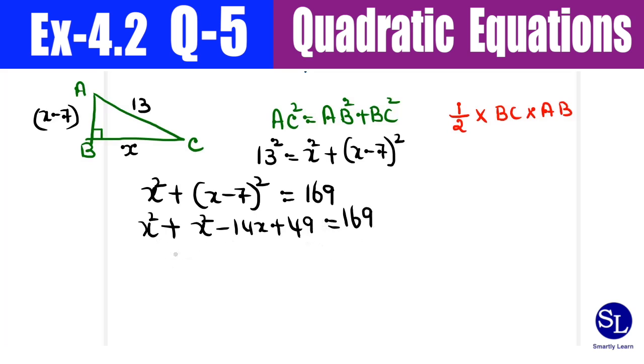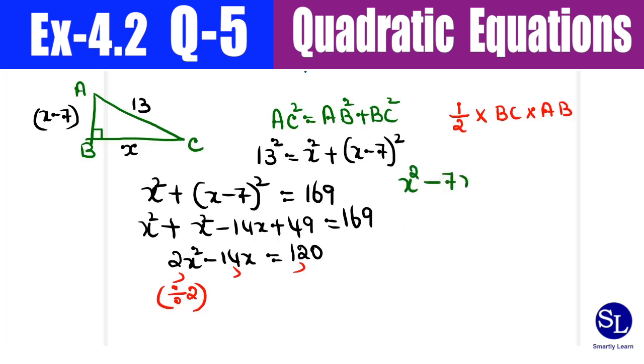So let us rearrange this. So 2x squared minus 14x. I'm taking this 49 to the other side. So 169 minus 49 is 120. Here all the terms are multiples of 2. So this is 2, this is 14 and 120. So I'm going to divide the entire equation by 2 so that I get x squared minus 7x is equal to 60.